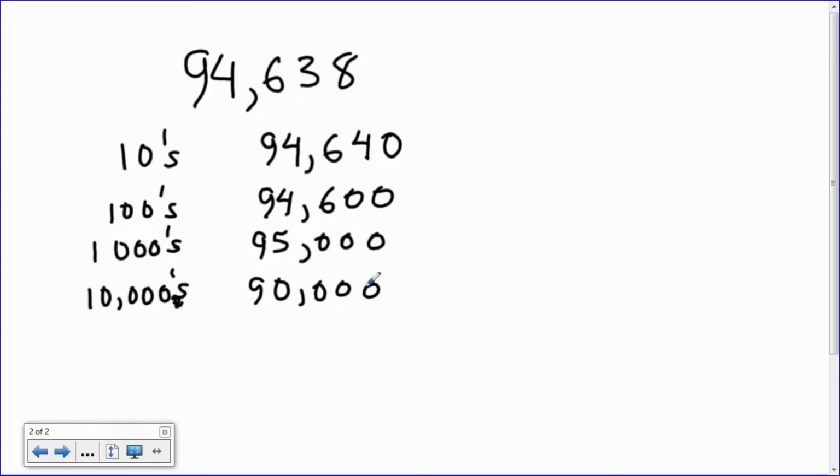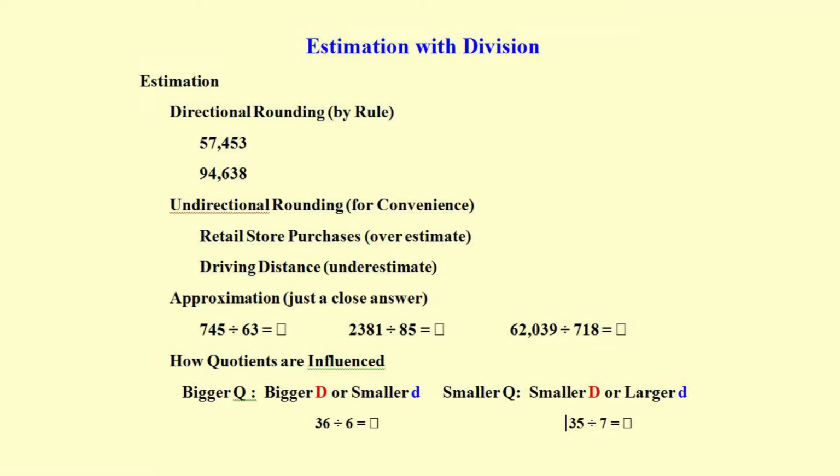Now we want to turn back to what's called undirectional rounding. So in our list, we've looked at directional rounding, which is rounding by rule. And now we're going to look at undirectional rounding, which is rounding just for convenience.